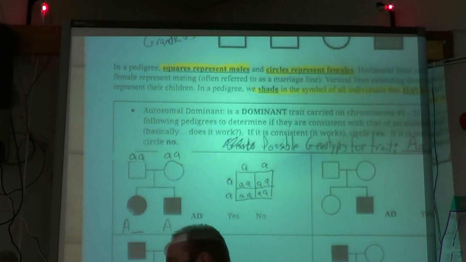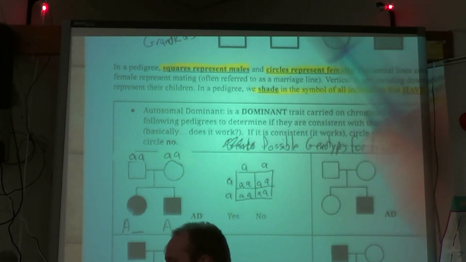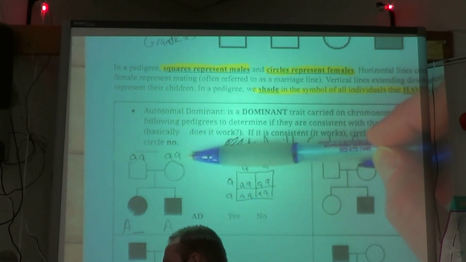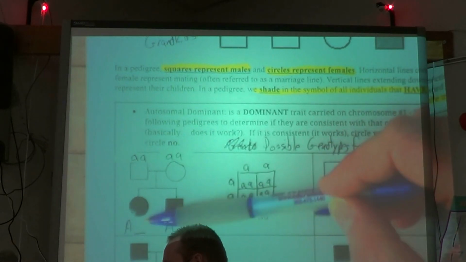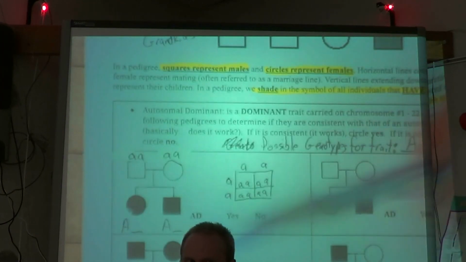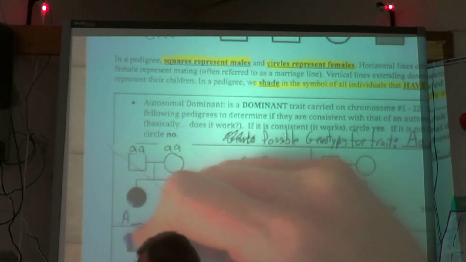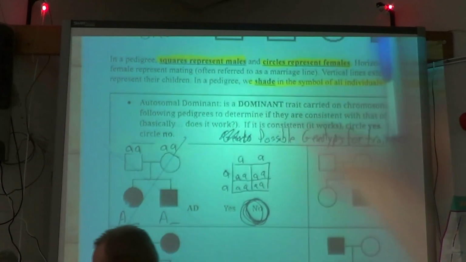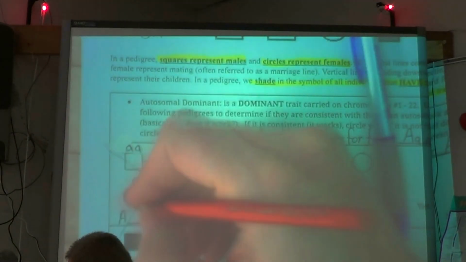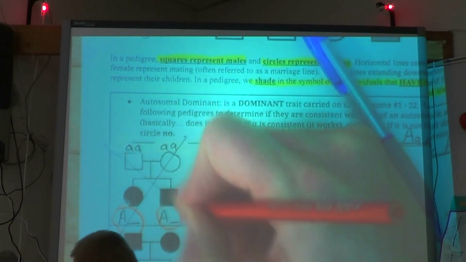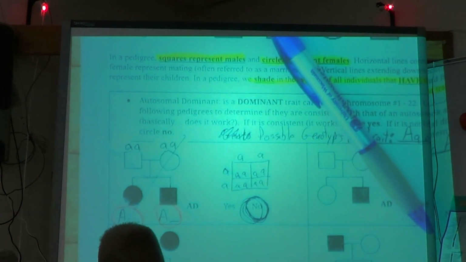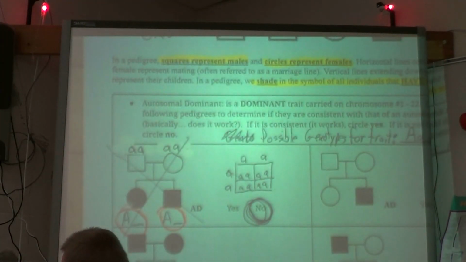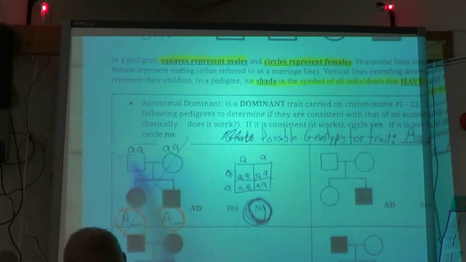So is this pedigree consistent? Is it possible for little a, little a parents to have a big A something child? No, this doesn't work. This is not consistent. Specifically, where this breaks down is these two individuals, the two that I just circled in red. Those children are not possible given the parents' genotypes.